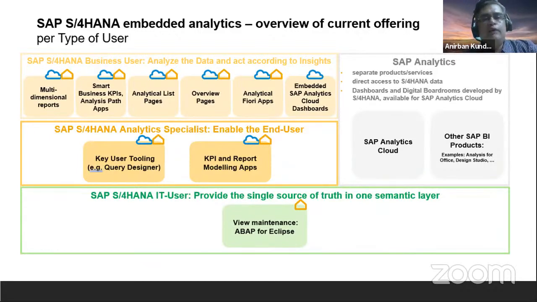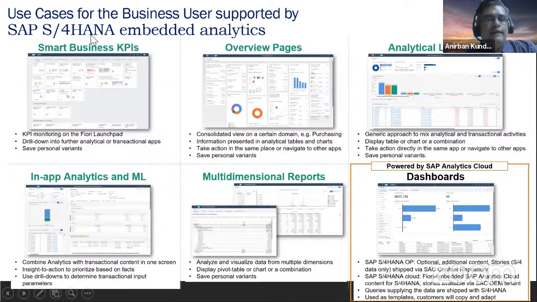So what you saw here today is the embedded analytics. We discussed the CDS views. We discussed the end user tools and the different forms of analysis which are available. So we walked you through the pivot-like multidimensional report, smart business KPI, the list page, overview pages, and the Analytics Cloud. Very quickly, just visually, these are all the pre-built analytical use cases or patterns which are available with S/4HANA, and you can make use of this in your particular scenario or business process.